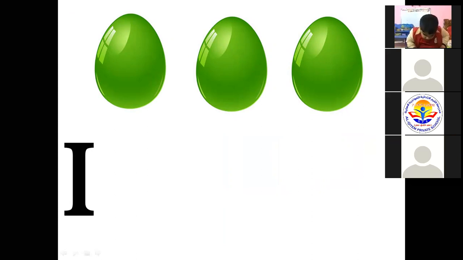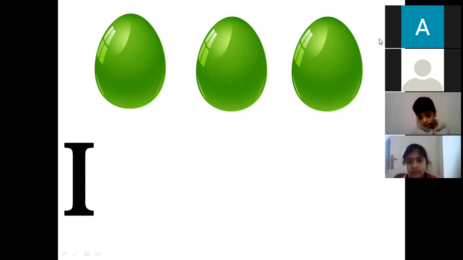3 eggs. 3 eggs. Very good, Alawi. I see 3 eggs. Now, please, everyone, look carefully. Look carefully. Pay attention to the screen because we will write this sentence. We will write down: I see 3 eggs.